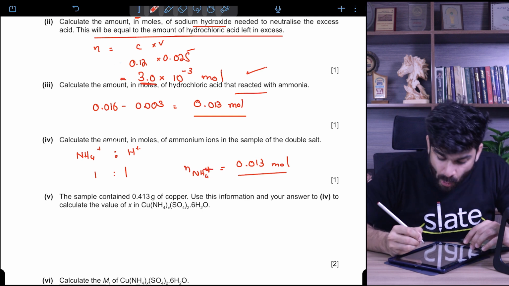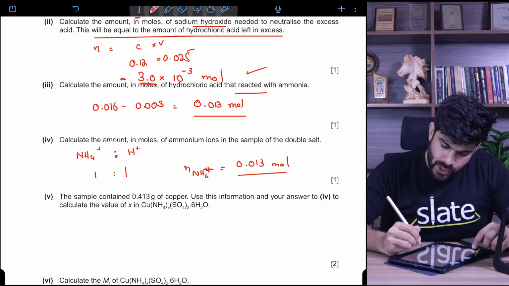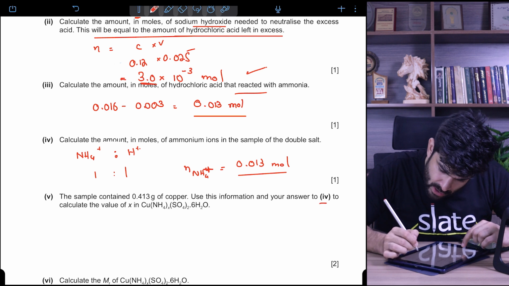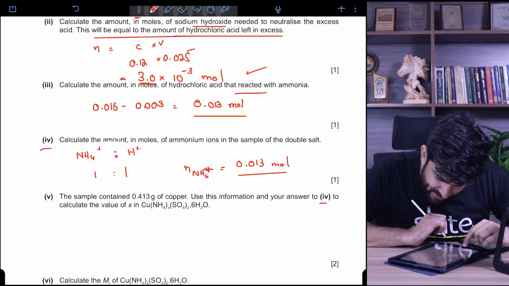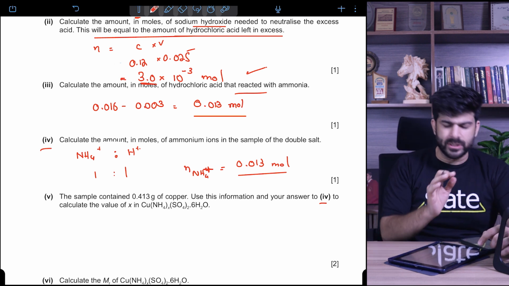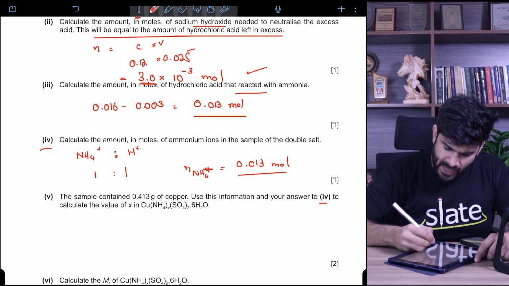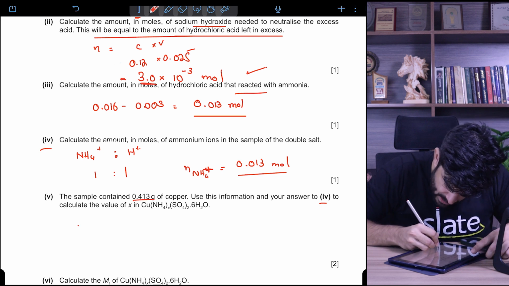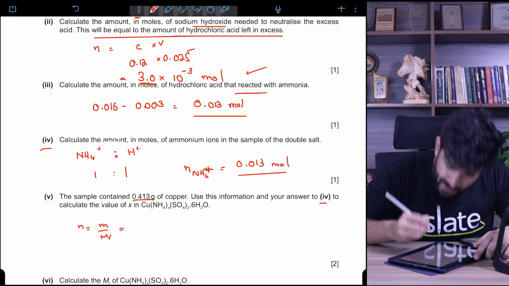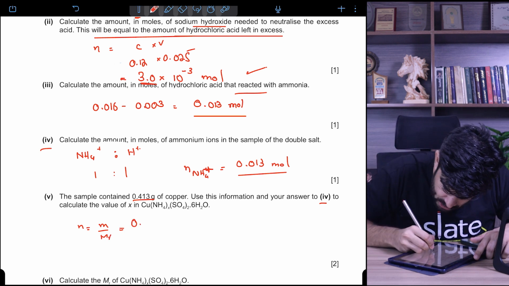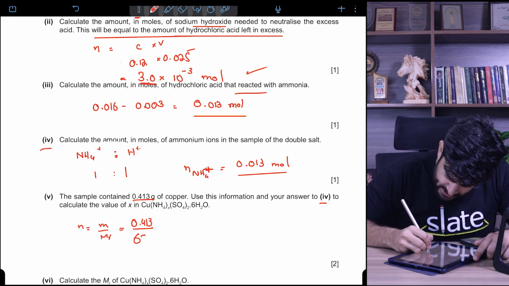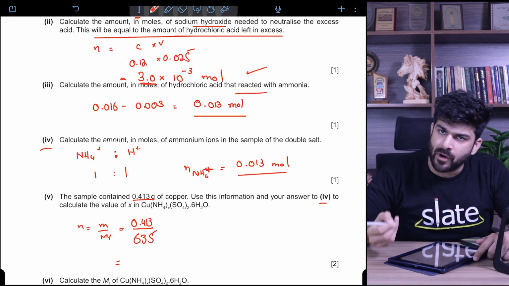The sample contained 0.413 gram of copper. Use this information and your answer to calculate the value of X in this. Now from here we will first calculate the moles of copper. We have the mass of copper, n equals mass over Mr. Let me tell you what happens after that. 0.413 divided by 63.5. That's the Mr of copper.